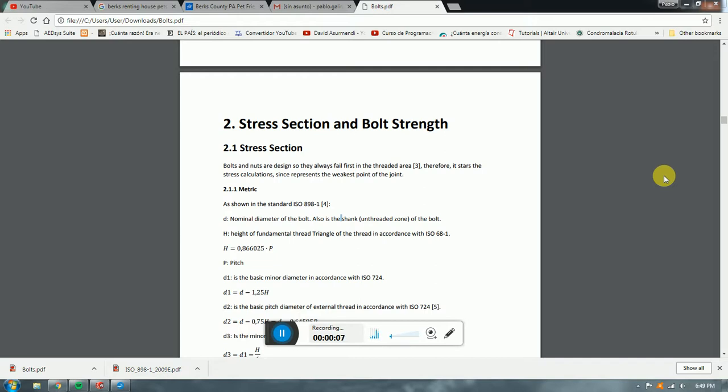Okay, remember a few weeks ago, we were starting the introduction about bolt groups and fasteners, and after the introduction, we're going to continue with section 2 or unit 2, which is what you see right now on the screen, which is the stress section and bolt strength.